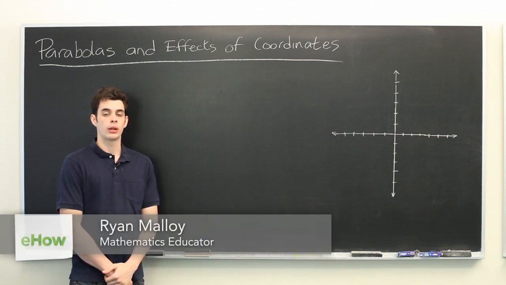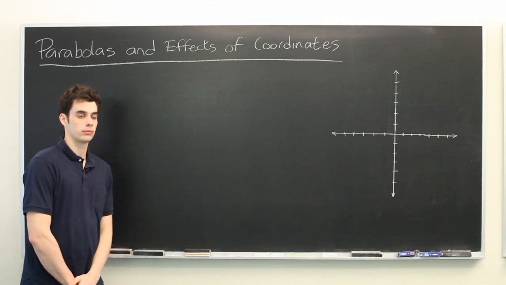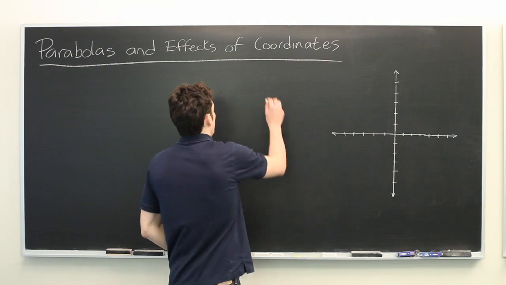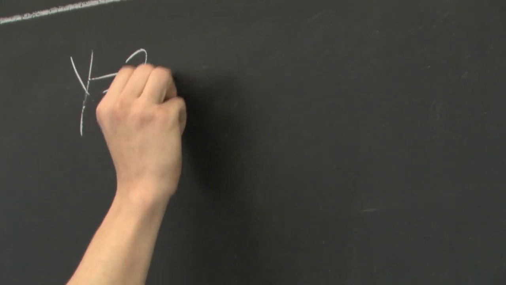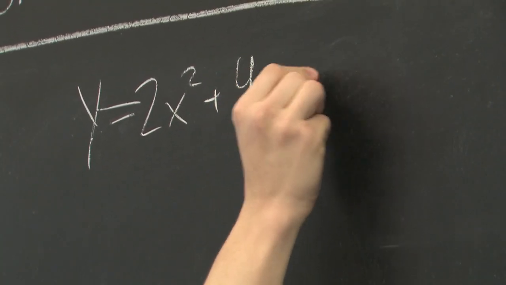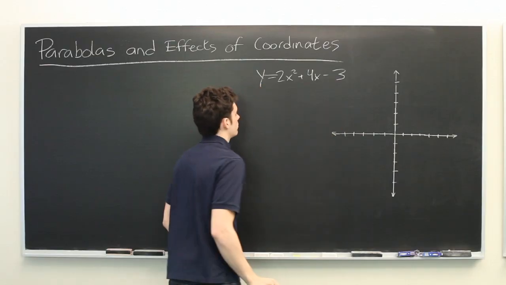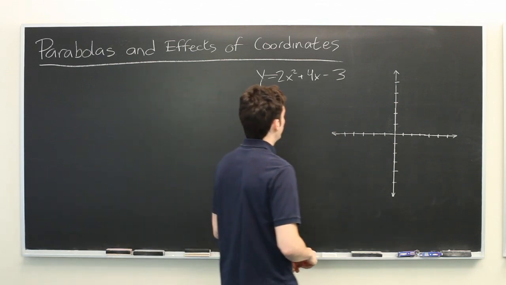In this video, we're going to discuss parabolas and effects on coordinates. Let's take a look at the parabola defined by y equals 2x squared plus 4x minus 3. Let's quickly sketch the graph of this parabola.